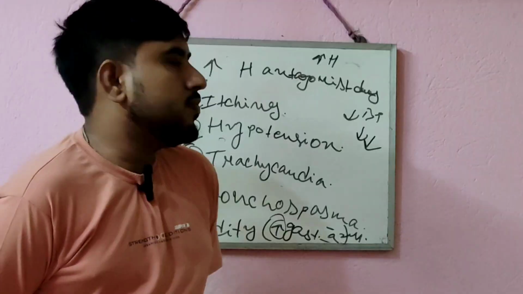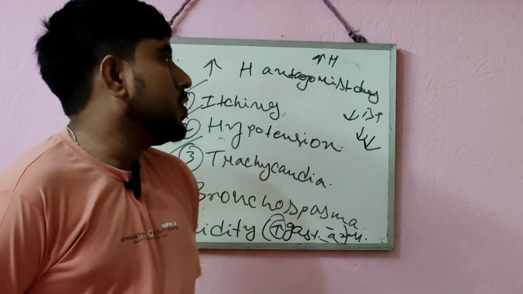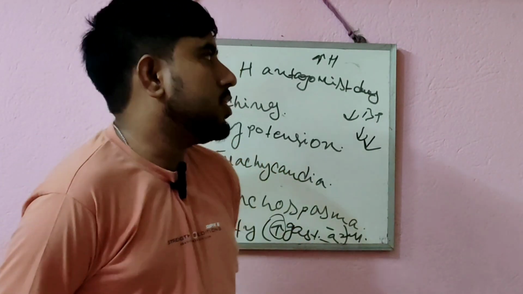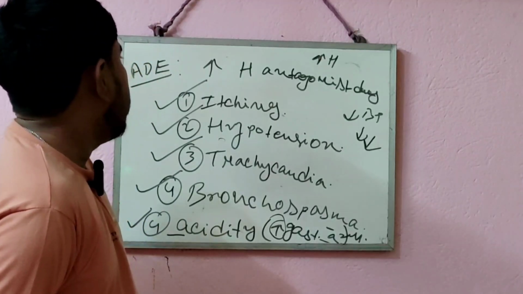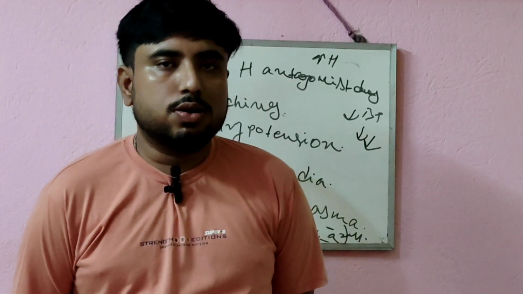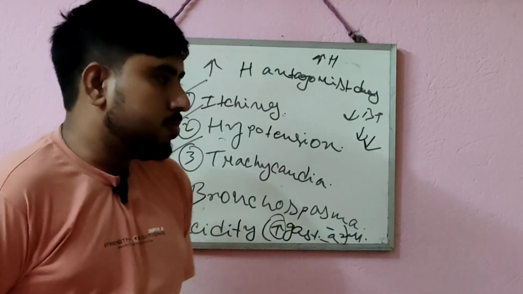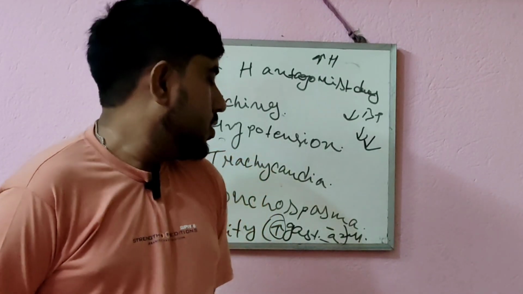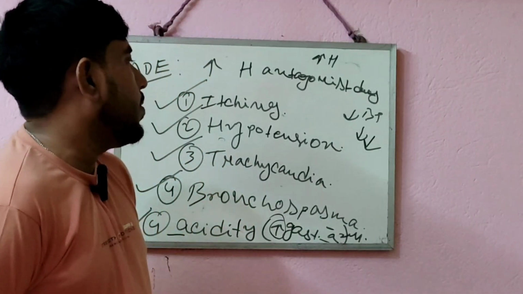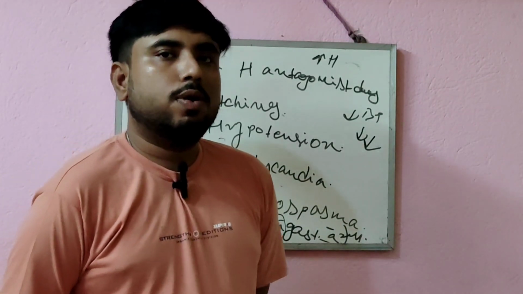Then we studied the different histamine antagonist drugs that inhibit the action of histamine by binding with H1, H2, H3 receptors. In that we studied first generation drugs and second generation drugs. And at last, in the last slide, I discussed the different adverse reactions involved in prolonged use of these drugs, like itching, hypotension, tachycardia, bronchospasm, and high gastric acid release leading to acidity. So I have explained the autacoid histamine, which plays an important role in our body.